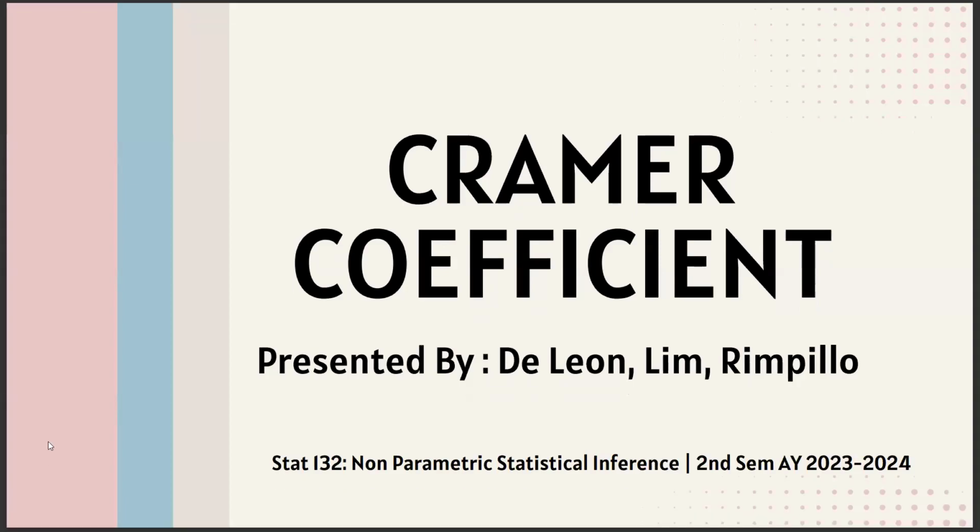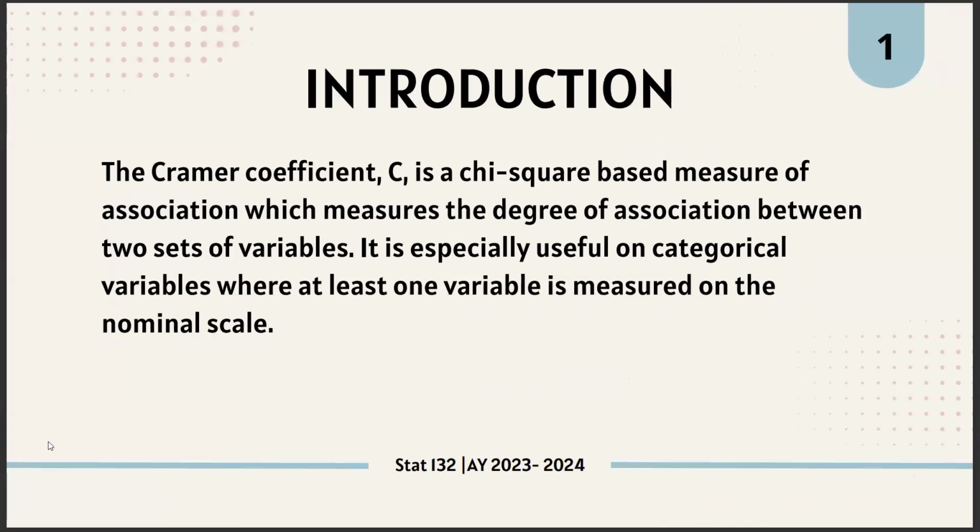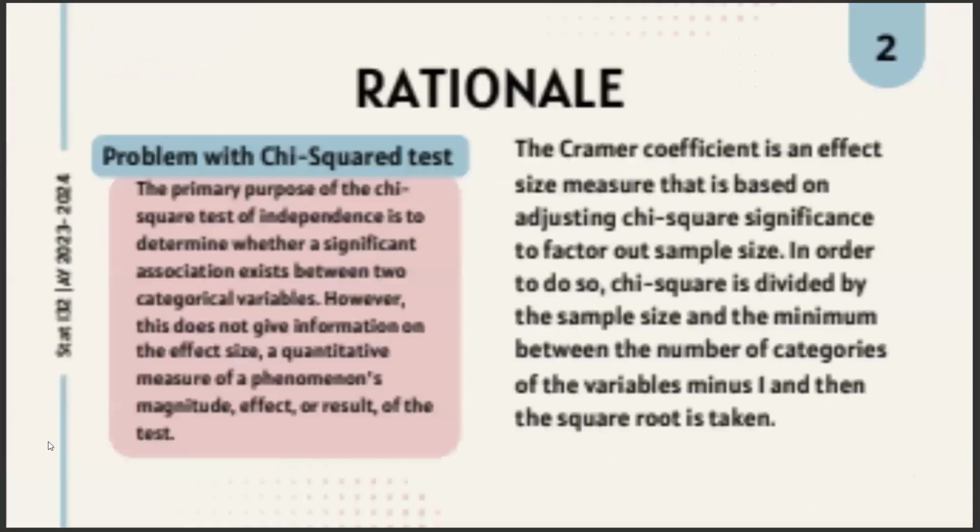For this video, we are going to talk about the Kramer coefficient. So the Kramer coefficient C is a chi-square based measure of association. It measures the degree of association between two sets of variables, and it is especially useful on categorical variables, wherein at least one variable is measured on the nominal scale.